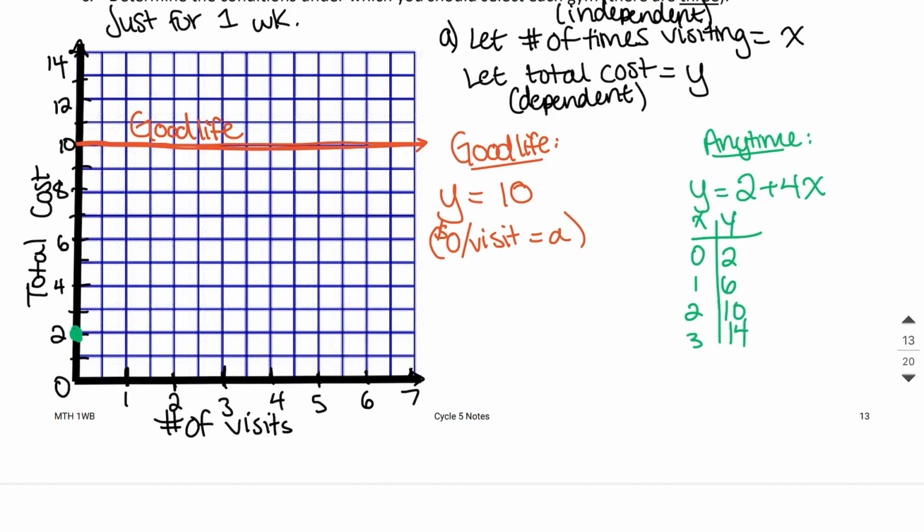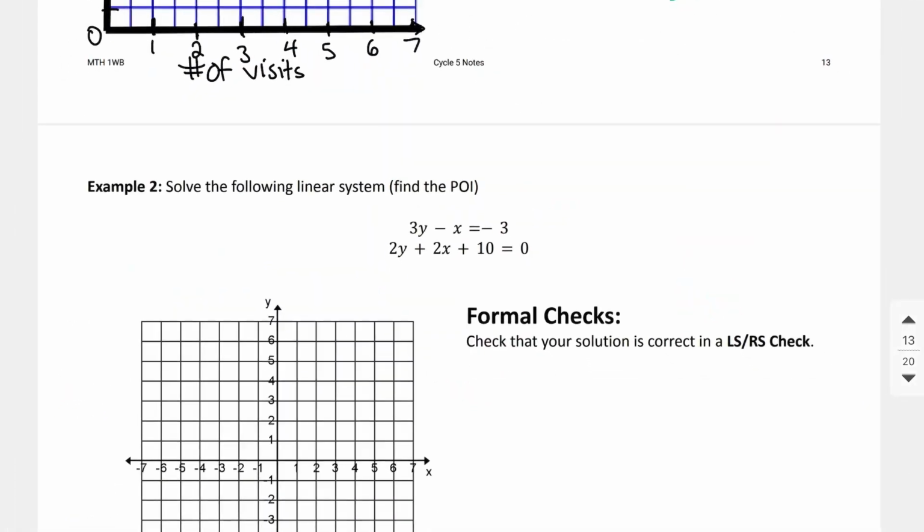So we can graph that out. So 0, 2; 1 visit is $6, 2 visits is $10, 3 visits is $14, or we could do rise over run. Just be very careful, because the rise would be 4 and the run would be 1, but check your scale carefully. Look at it very carefully as you're doing your drawing. Okay, cool. So then I would connect those dots. And this tells me information for Anytime Fitness.